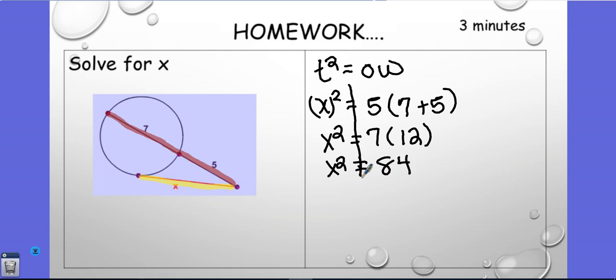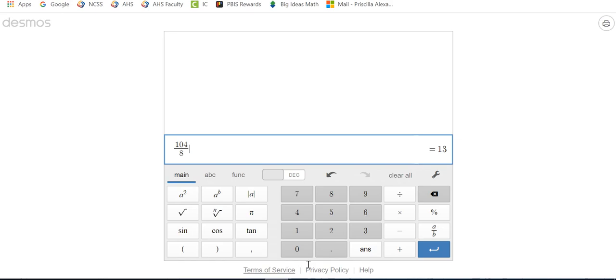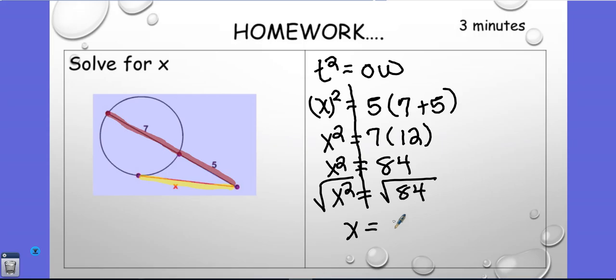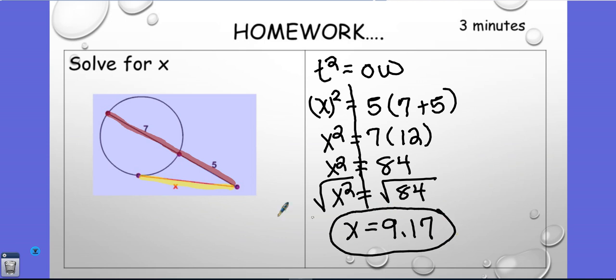And we want to solve for x and not x squared. So the inverse of something squared is to take its square root. So x equals the square root of 84, and we get 9.17. So x equals 9.17. And there you go.